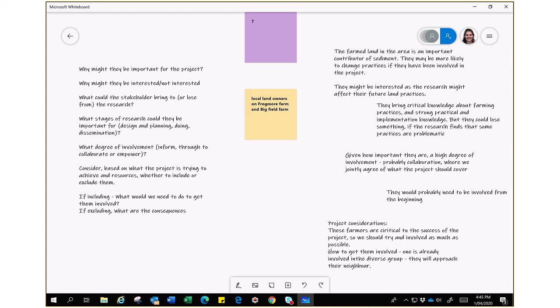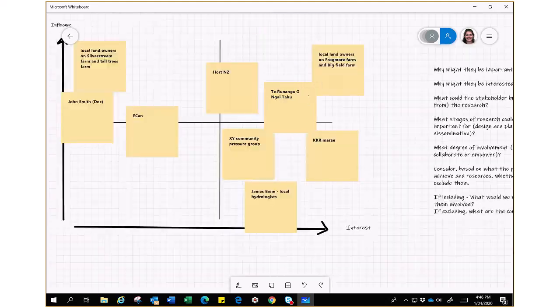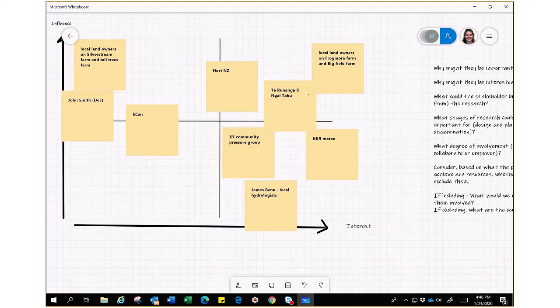Then you consider, based on what the project's trying to achieve and the resources, whether to include or exclude them. If you're including them, then you need to consider what you need to do to get them involved. And if you're excluding them, what are the consequences? So for these landowners on Frogmore and Bigfield Farm, as you can see here, they're pretty interested and pretty influential.